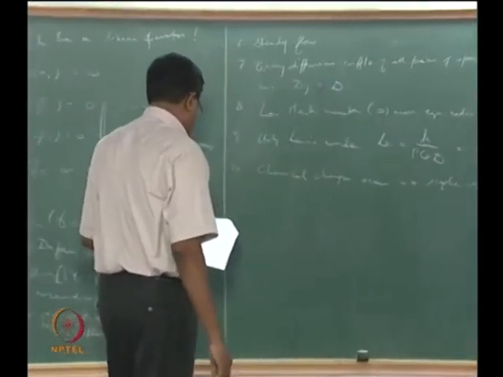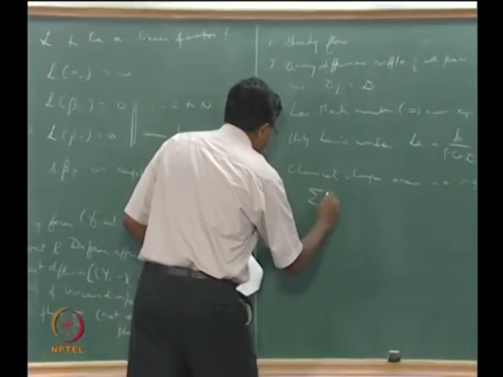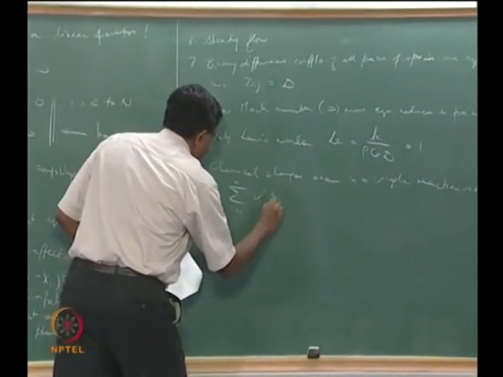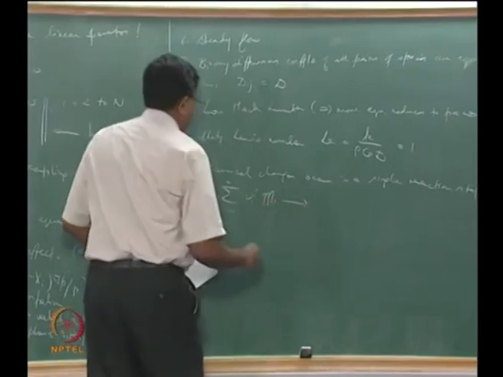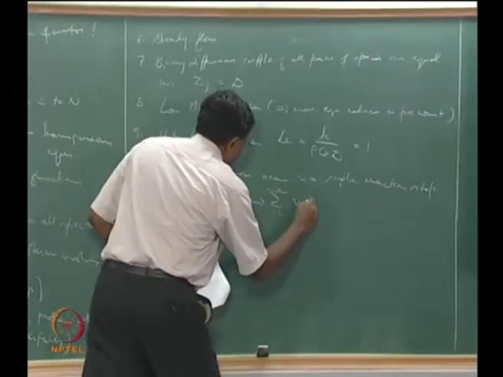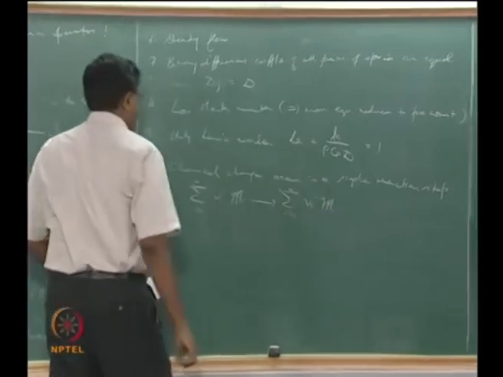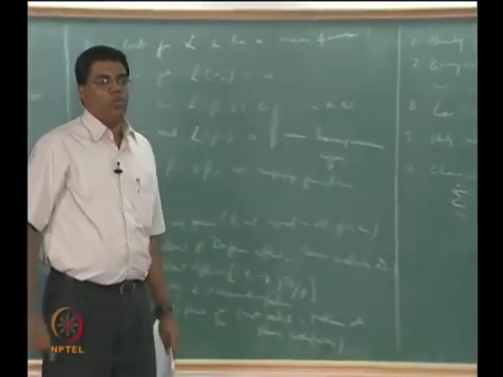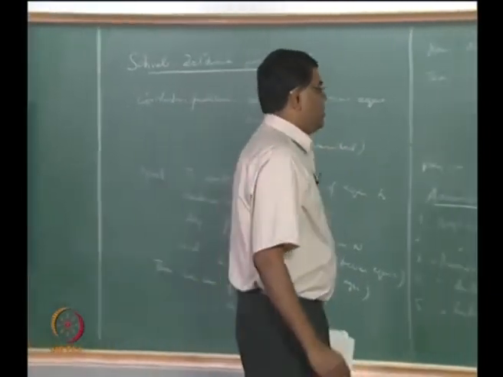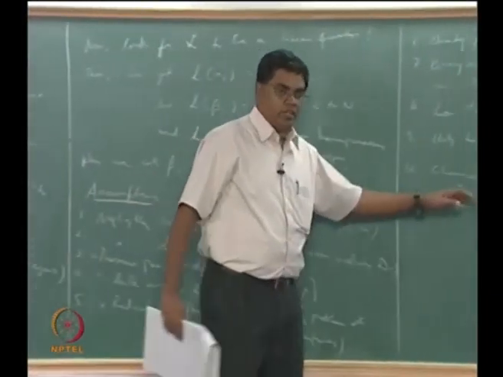Single reaction step, sigma i equals 1 to n, nu i single prime script Mi gives rise to sigma i equals 1 to n, nu i double prime script Mi. Just one step. We do not entertain multi-step chemical kinetics.